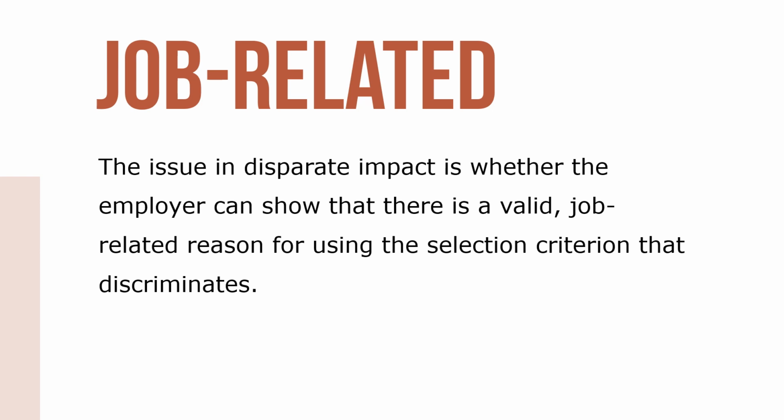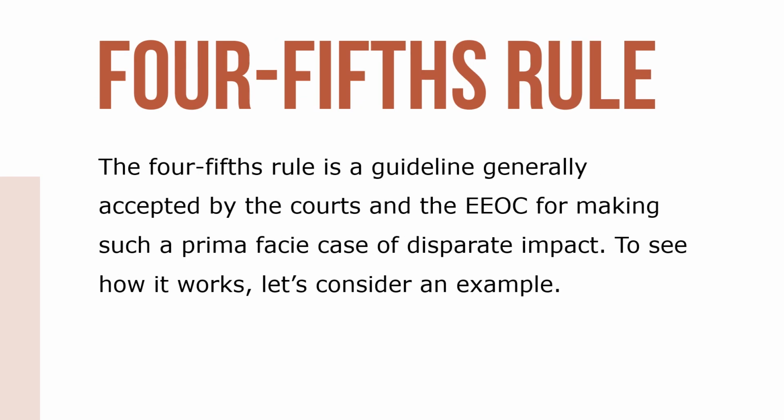To make a case for disparate impact, the plaintiff or employee must first demonstrate that the outcome of the employment practice was less favorable for his or her protected class than for the majority. The 4/5 rule is a guideline generally accepted by the courts and the EEOC for making such a prima facie case of disparate impact.